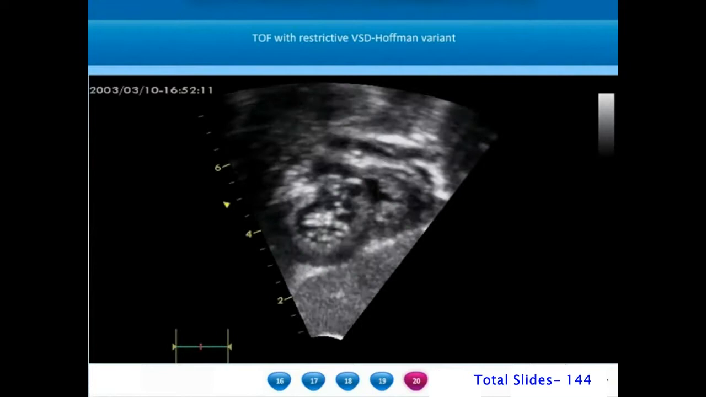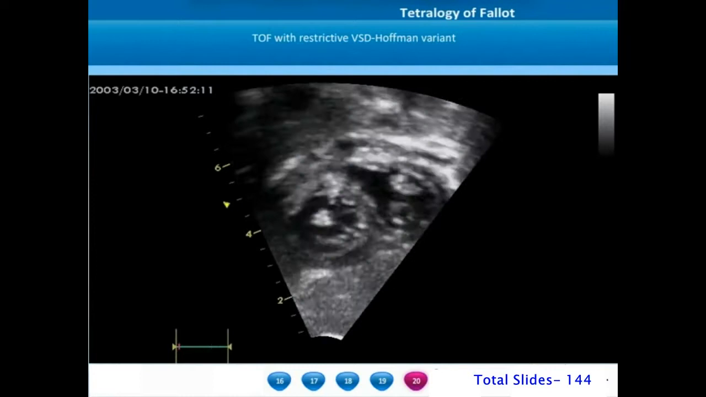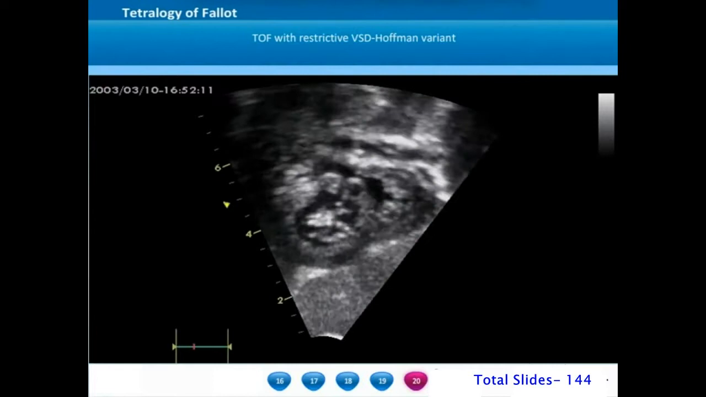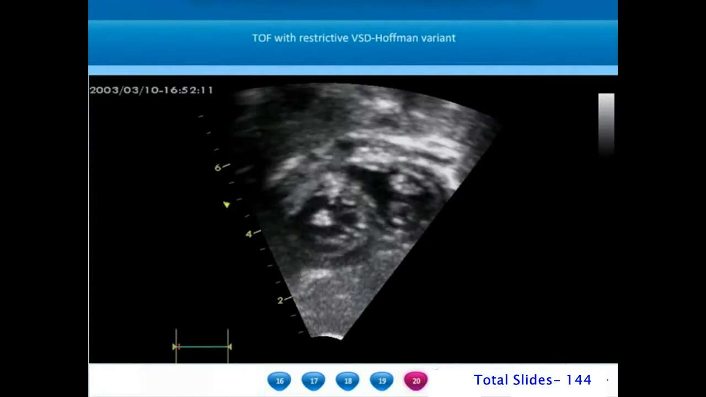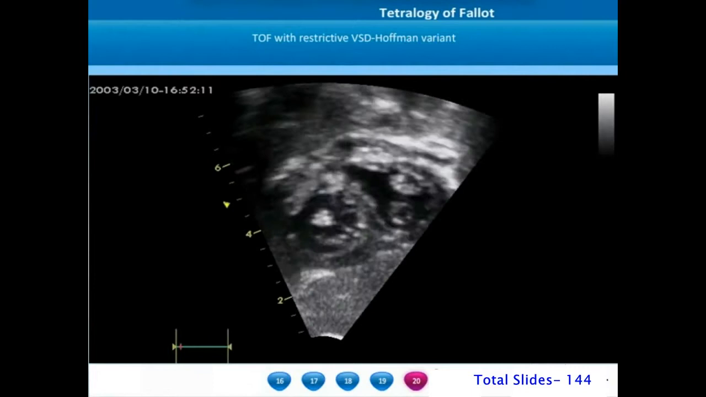This restrictive ventricular septal defect in the setting of tetralogy of Fallot is described as the Hoffman's variant. The restriction of the ventricular septal defect can be caused by two reasons. It can be due to attachment of the septal tricuspid leaflet to the crest of the intraventricular septum around the VSD margins, or it can be due to hypertrophy of the muscle in the margins of the ventricular septal defect.